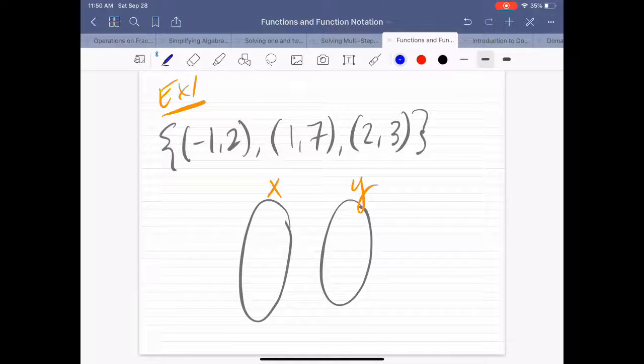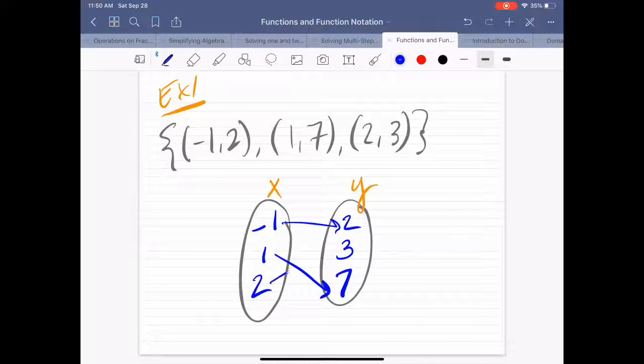So the very first example, our set of ordered pairs is (-1, 2), (1, 7), and (2, 3). Does each x value pair with exactly one y value? If you cannot see the answer just by looking at the set of numbers, let's create a mapping. On the left side, let's list all the x values. On the right side, let's list all of our y values. And let's map it out. -1 goes to 2, 1 goes with 7, and 2 goes with 3.